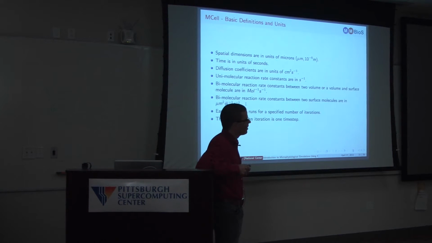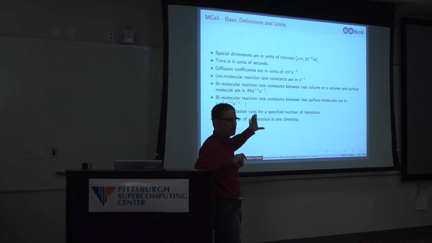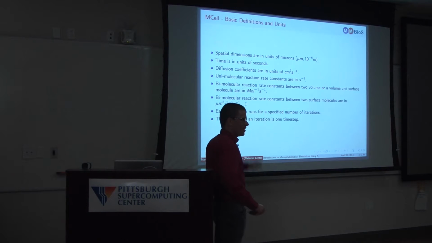This is not to say that these are the correct units. These are just the units that MCell uses. So if you use MCell, you've got to use these units, and if your k or your diffusion coefficient D is in a different unit, you have to convert it. So they're by no means correct.